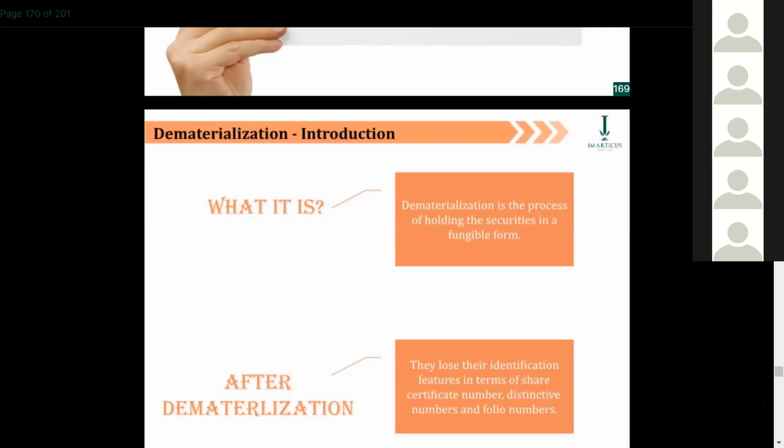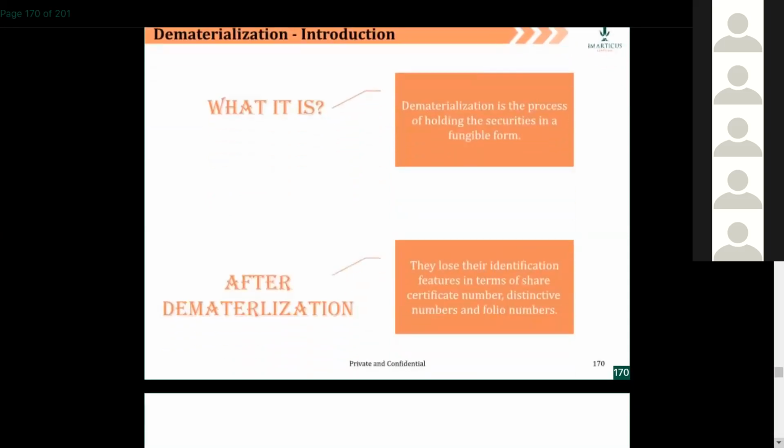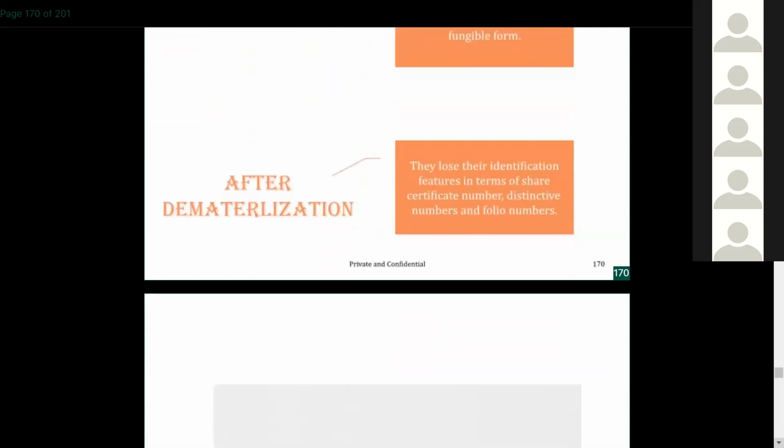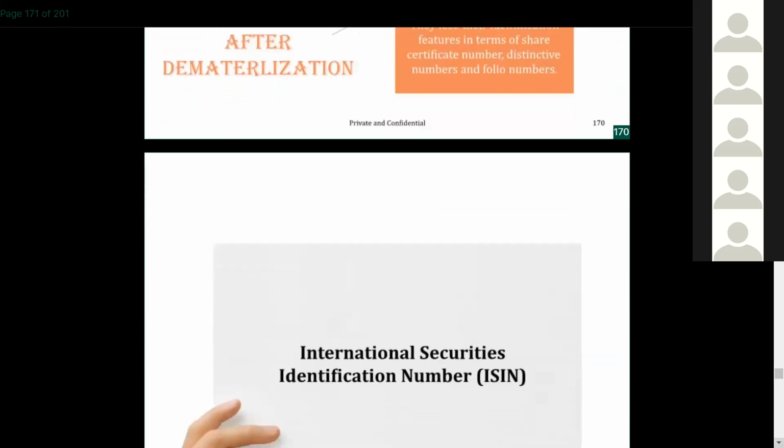So everybody would have distinctive numbers and folio numbers. This concept has been done away with in case of depositories. Say the loose or identification features in terms of share certificate number, distinctive numbers, and folio numbers. Also, these certificates are identified by ISIN. They tell you what kind of securities they are.